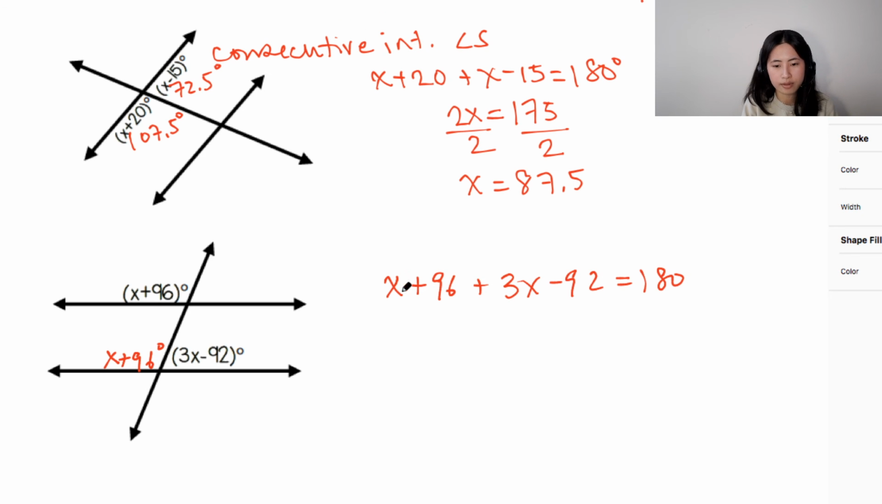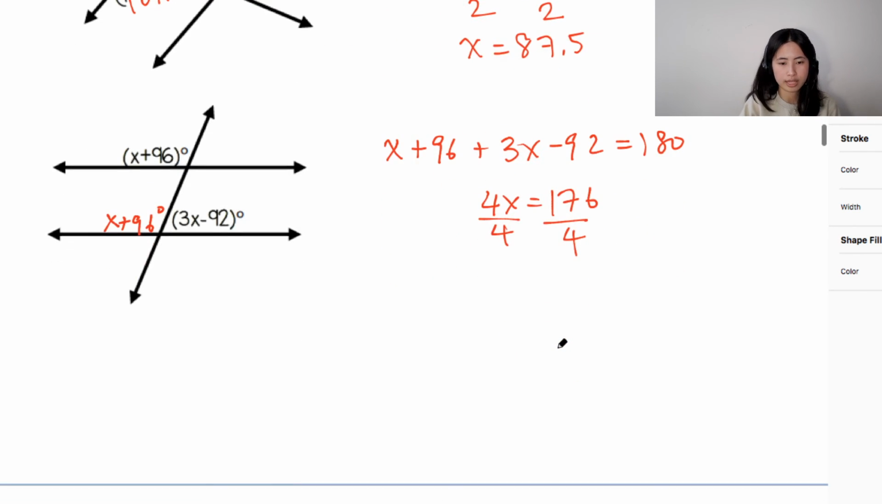So once we have x and 3x, that would give us 4x. And then you have 96 minus 92, that would give you 4, right? And you would have 180 minus 4, that would give you 176. So dividing both sides by 4, you should get 44, right? x is equal to 44.